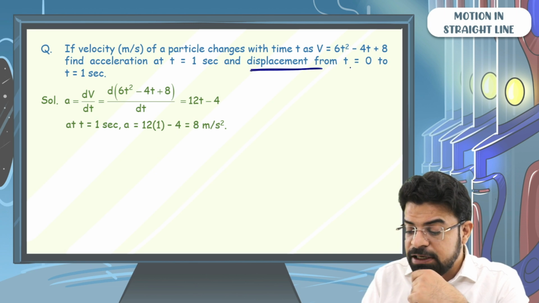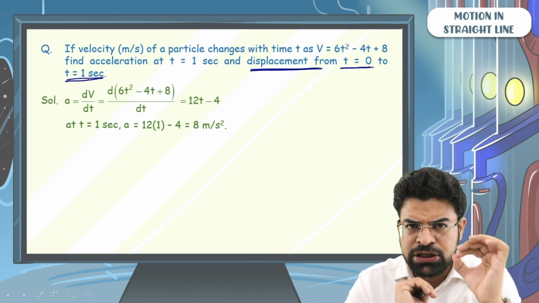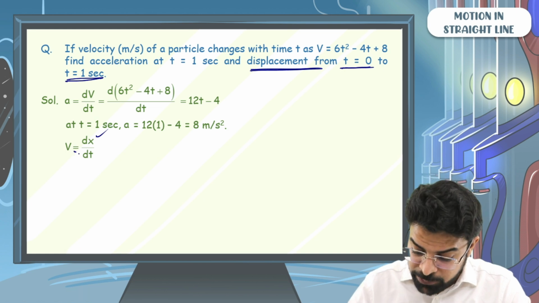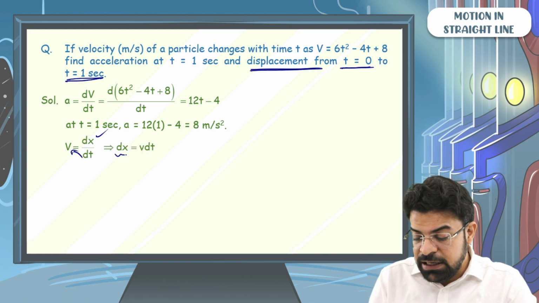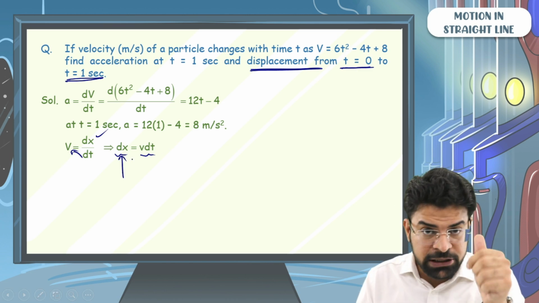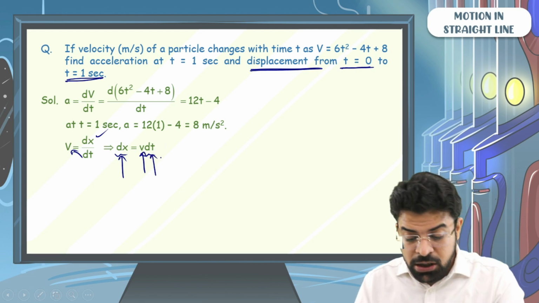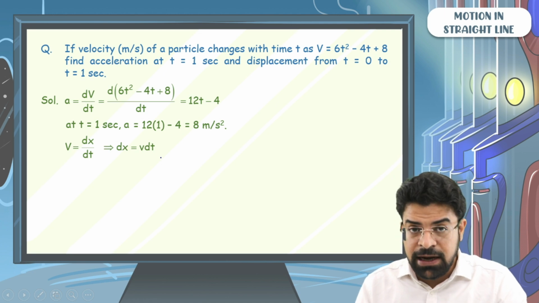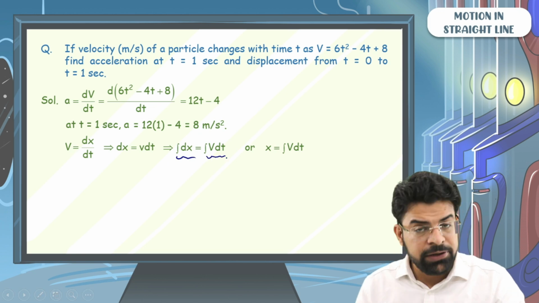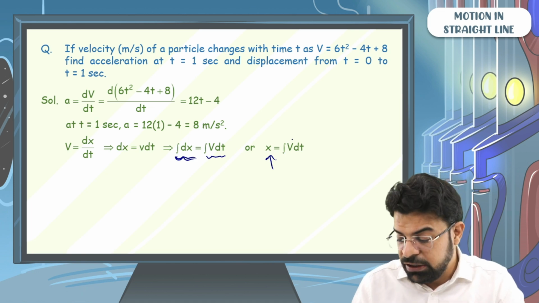You also need to find displacement from time equals 0 to time equals 1. From the basic definition of velocity, you can say that velocity is the rate of change of position with respect to time. You can bring this dt up here and multiply, so you will get dx equals v dt. You know that the infinitely small change in position dx equals the instantaneous velocity times the infinitely small change in time. Now, if we integrate both sides, we get the integral of dx equals the integral of v dt, or the integral of dx gives you x, which is the total displacement, equals the integral of v dt.